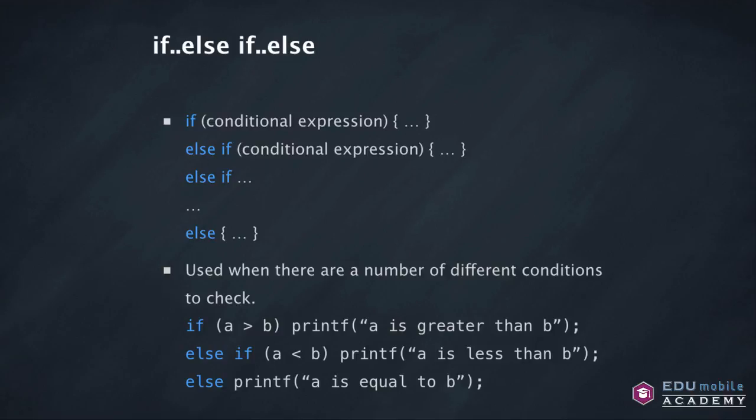If else if is when we want to check a number of different conditions in our decision-making construct. So if conditional expression do this, else if conditional expression do this, else if as many times as we want, and then the default clause, if all else fails, do this. So we have an expression here: if a is greater than b, print a is greater than b, else if a is less than b, print a is less than b, else print a is equal to b. So we have exhausted all possible cases in this construct.